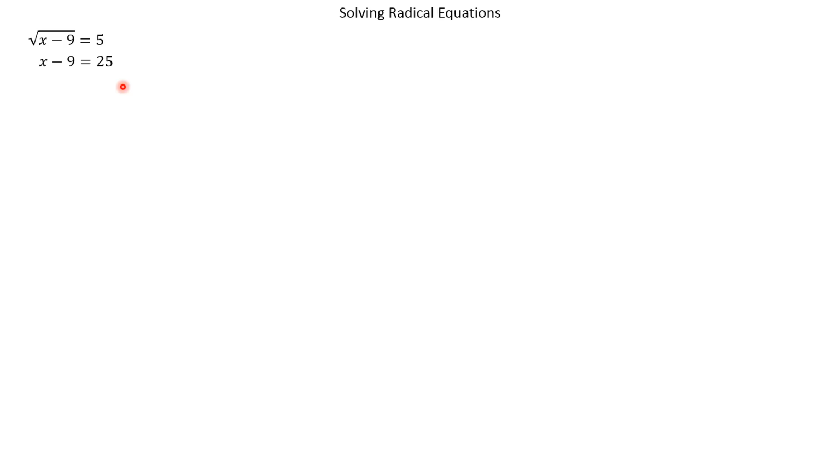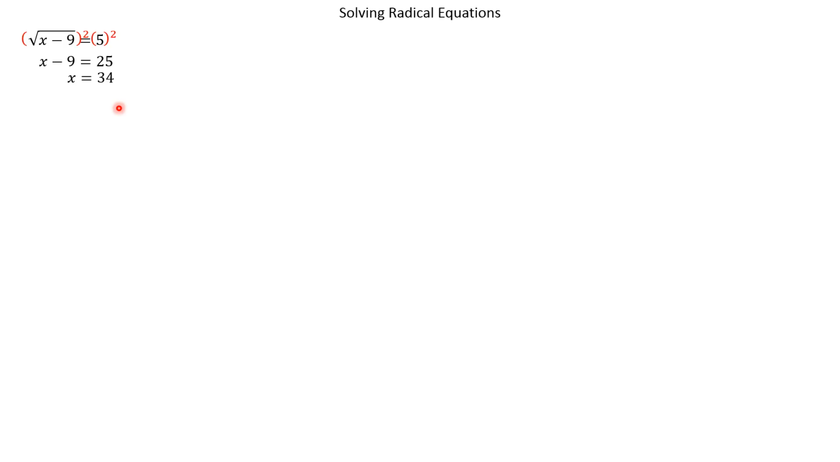Sure. The other way we get here is by squaring both sides. Right? If we have something squared equals a number, we take the square root of both sides. If we have the square root equals the number, we square both sides, and we get x minus 9 equals 25. And then from there, we're just solving a linear equation. Add 9, x equals 34.